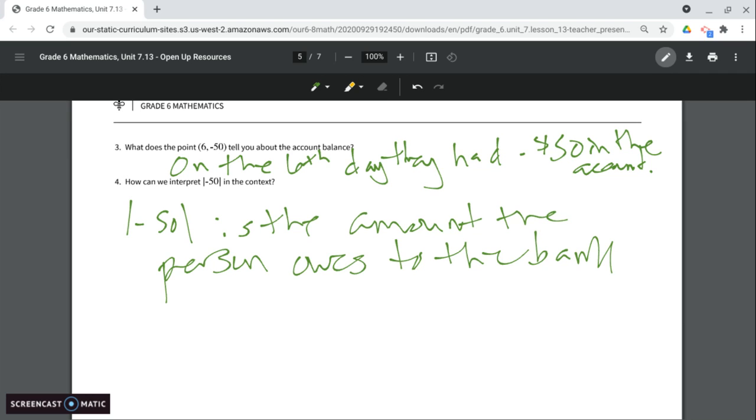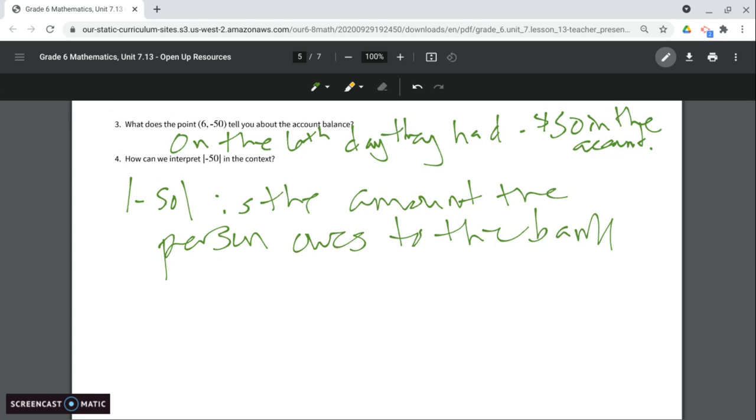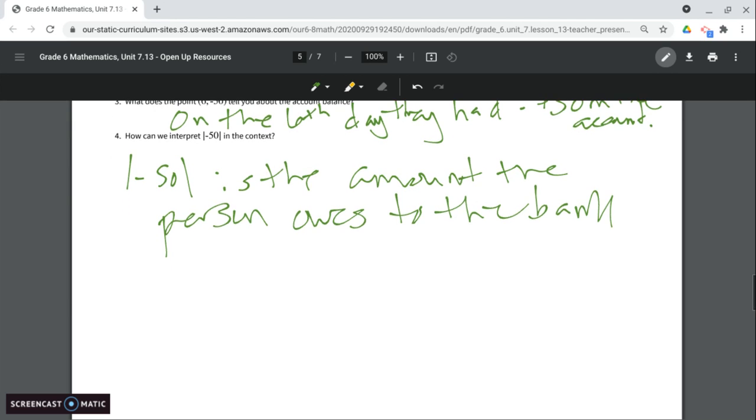So when we're dealing with money, if we're in the negatives, that means that they are owing someone. They need to pay back in order to be at 0, be in the positives again. So we're looking at some real world situations here. So real world is your key word for today, real world.